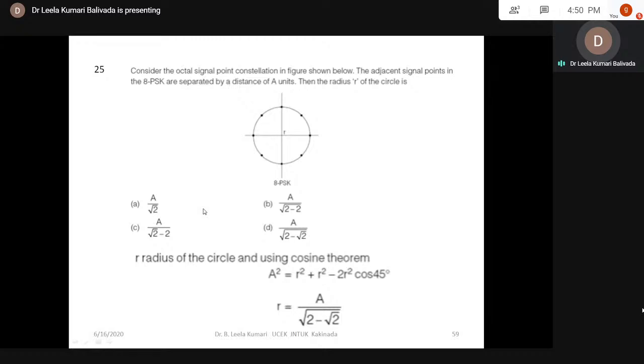Now, consider the octal signal point constellation in the figure shown below. The adjacent signal points in the 8 PSK are separated by a distance of A units. Then the radius R of the circle is. So here the radius is R, and the distance of separation is given by A units. So this angle is 45 degrees, the radius is R, and the separation between adjacent signal points is A.